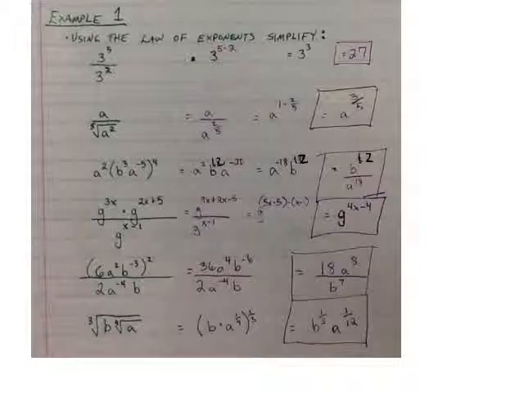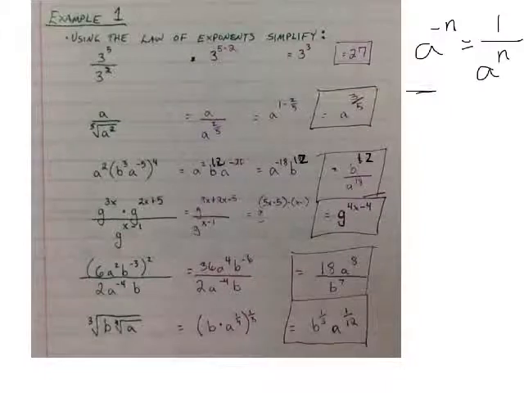That property says a to the -n can become 1 over a to the n, which you should all be fairly familiar with. My classroom, I don't like negative exponents, but on the skills you practice on Khan Academy, I believe he's accepting of negative exponents.